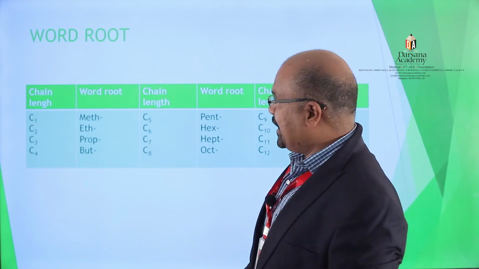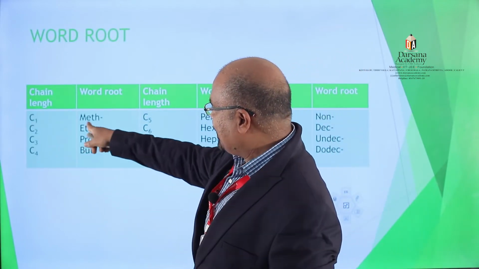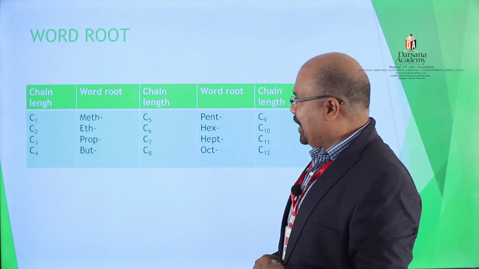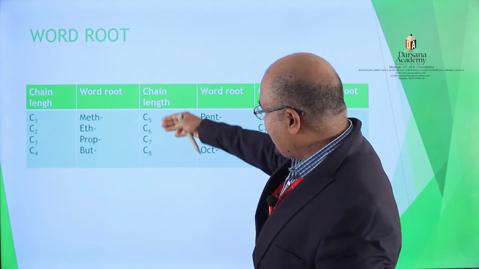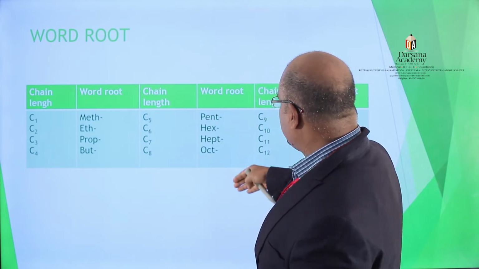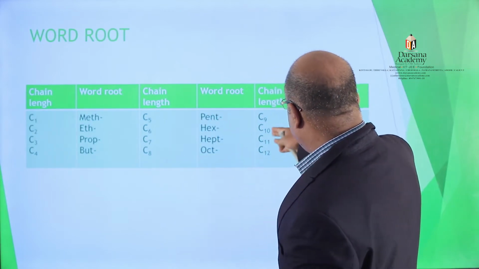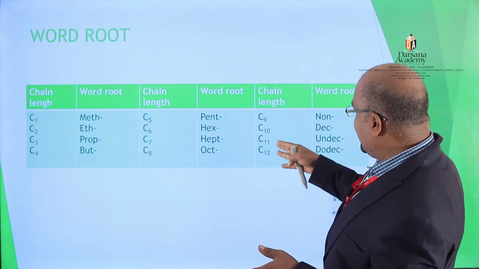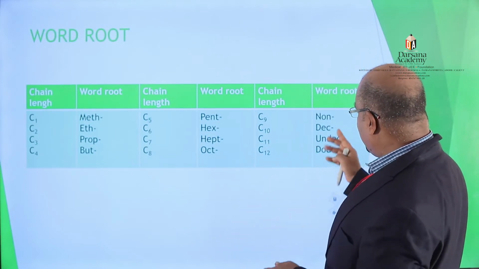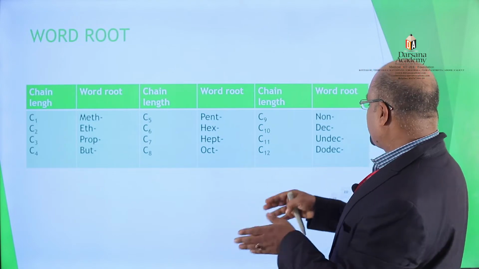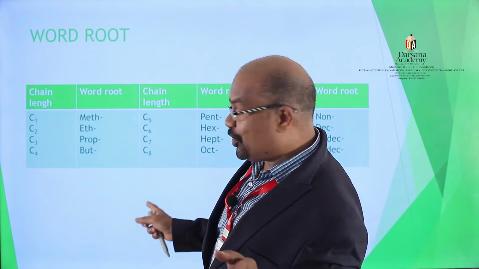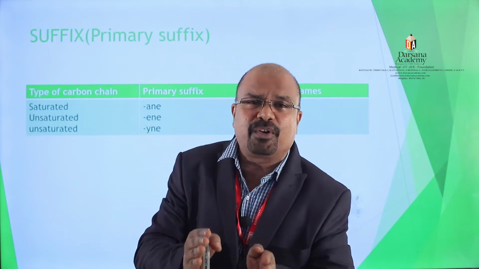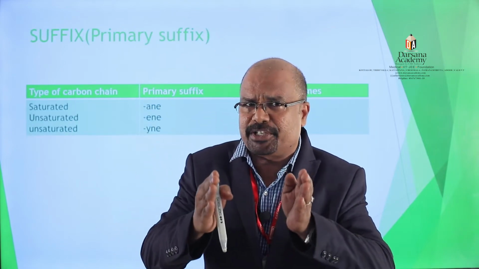If one carbon is present, we use meth as the root word. If 2 carbons, eth; 3 carbons, prop; 4 carbons, but; and 5 is pent, hex, hept, oct, 9 is non and 10 is dec. Then when 11 carbon atoms are present, it is undec; if it is 12, dodec, and so on. This is the root word. So once more, the root word indicates the number of carbon atoms present in a particular compound.